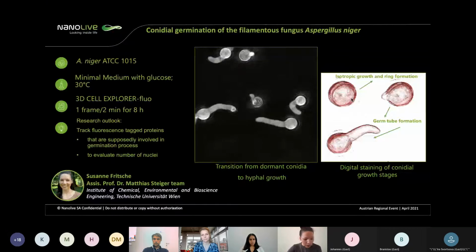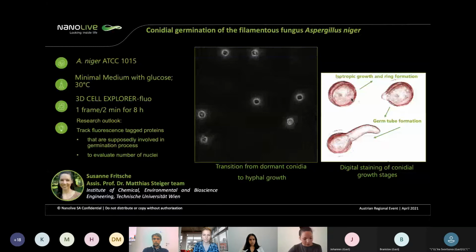So to get a deeper understanding of this process, we will focus on proteins involved in tube formation by fluorescent tagging and then tracking while live cell imaging. So that is an outlook on that topic.